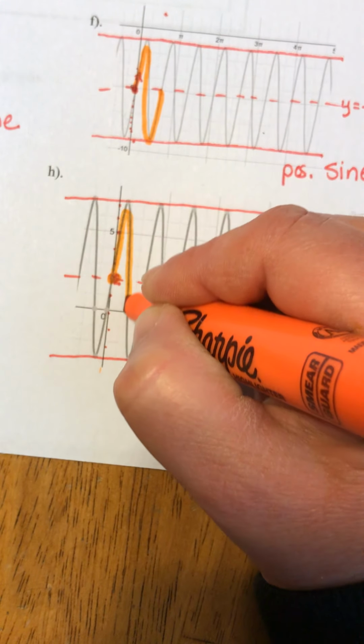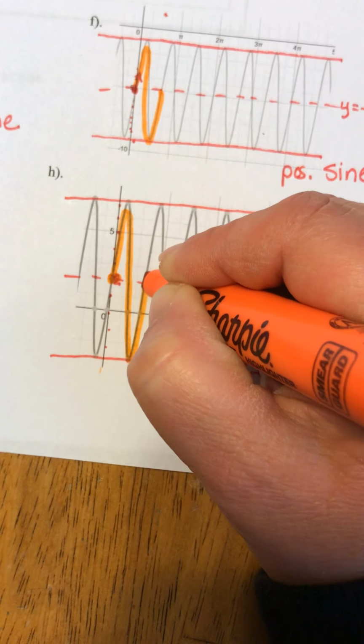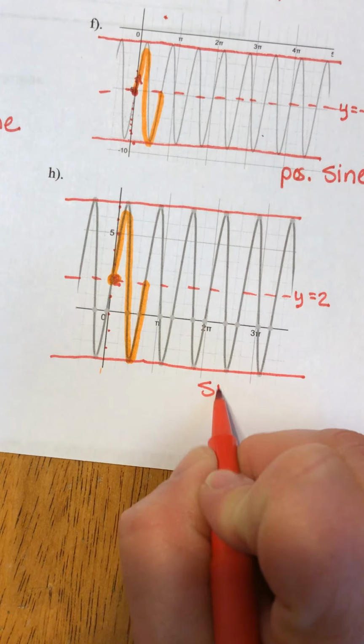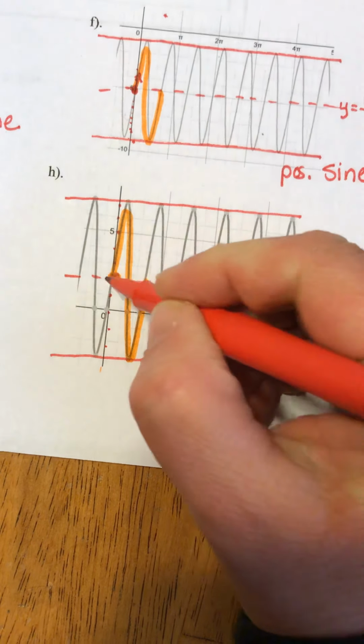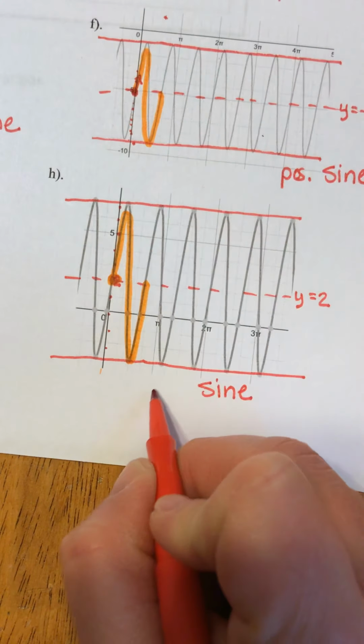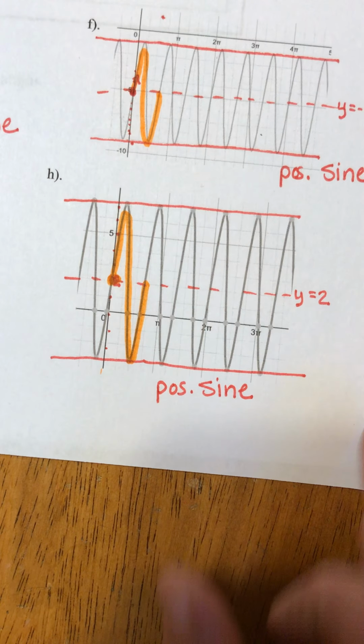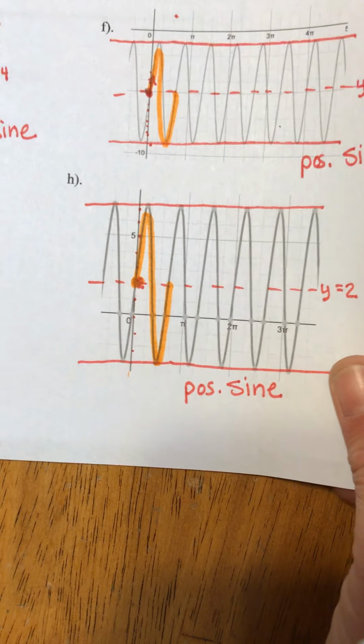It's not a cup shape because it goes down again here. And that is one complete cycle. That's an S shape. So we know that it's a sine graph, and it starts at the midline and goes up, so it's a positive sine graph. So that's pretty cool. We got a bunch of examples of that.